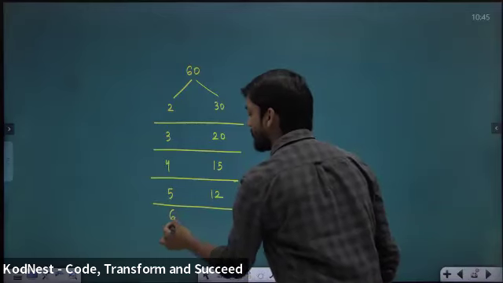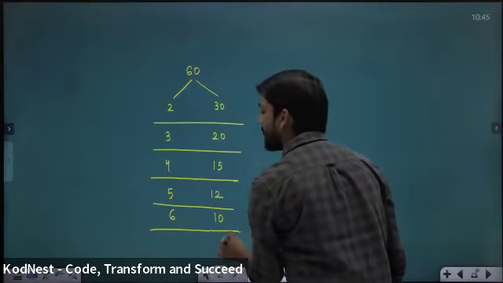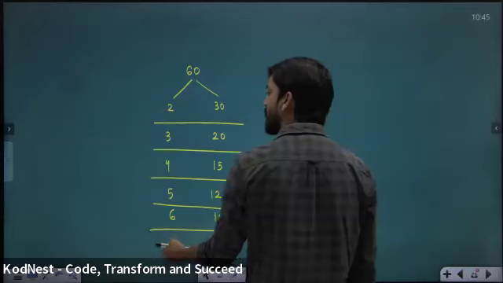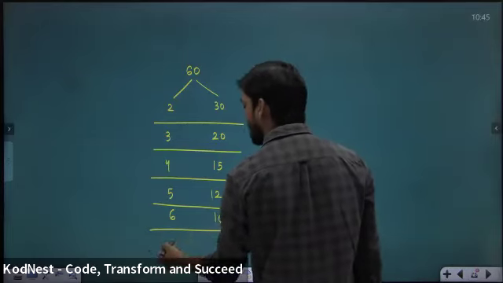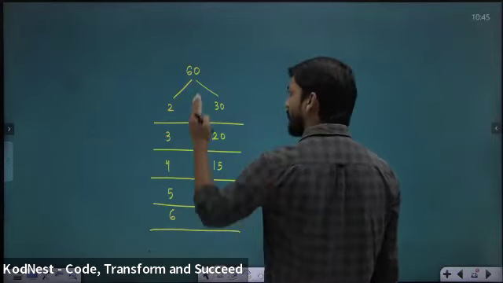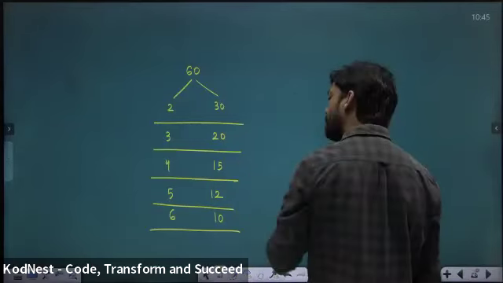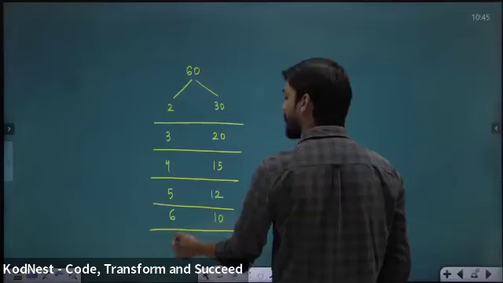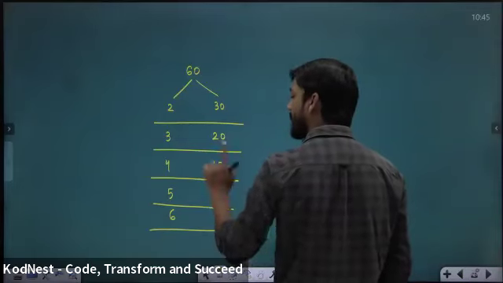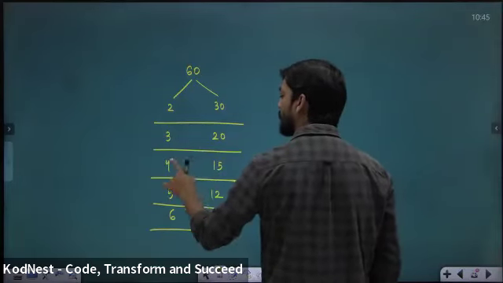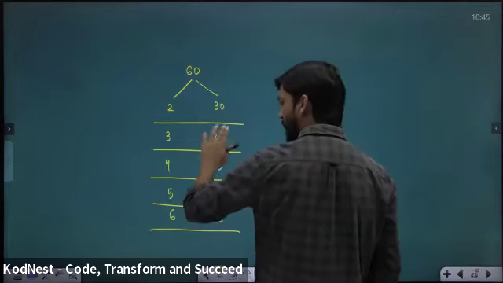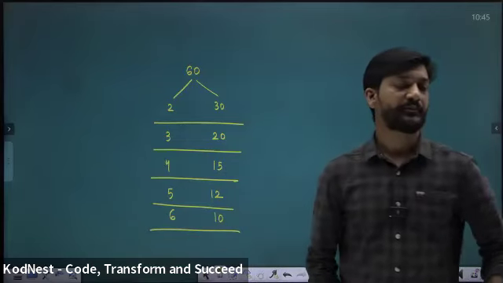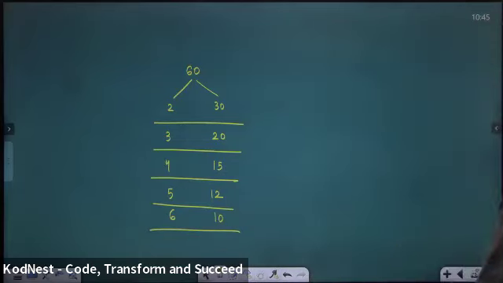5, 6 and 10. 7 is not a factor, 8 is not a factor, 9 is not a factor, 10. 10 and 6 already done. 11 is not a factor. 12 is a factor, so 12 into 5 already taken. 13 is not a factor, 14 is not a factor, 15, 4. So you can see now things are repeating. Okay. So start from lowest value to higher. This way you will not miss.